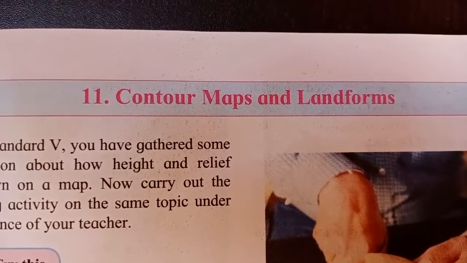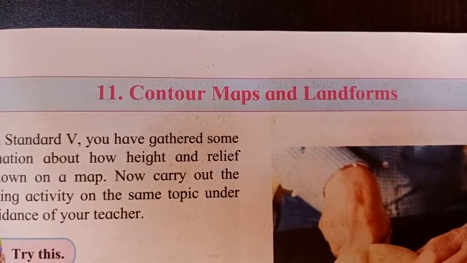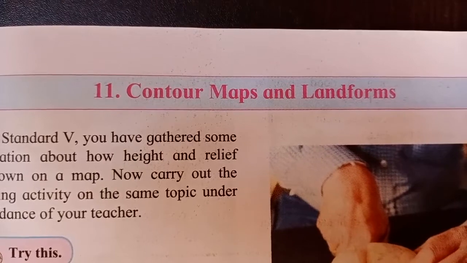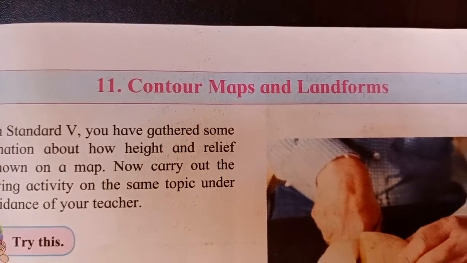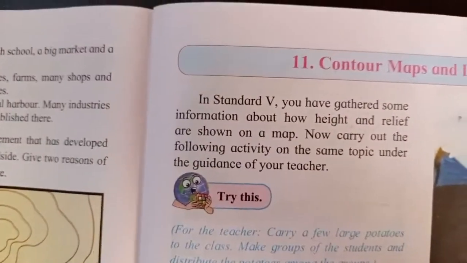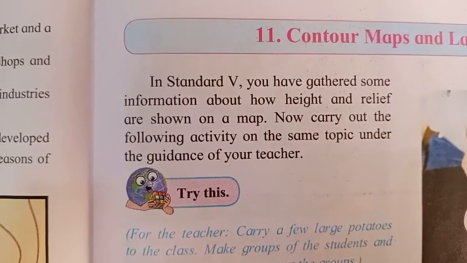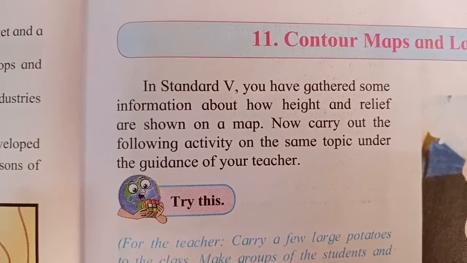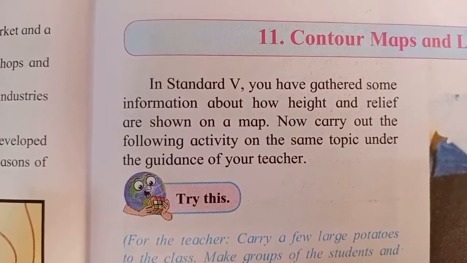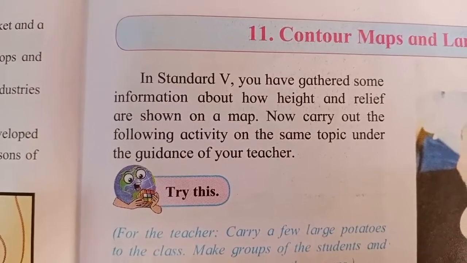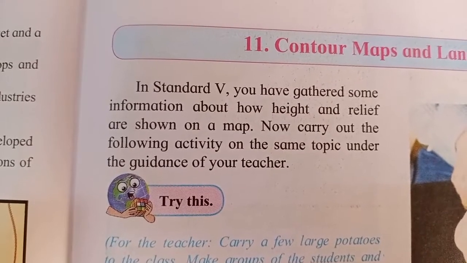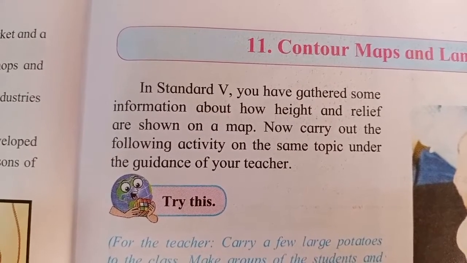Today we are going to study lesson number 11 in geography, that is contour maps and landforms. In your textbook you can see page number 69. There is an activity which you have to perform. Here it is given that in standard 5th you gathered some information about how height and relief are shown on the map. Now carry out the following activity on the same topic under the guidance of your teacher.